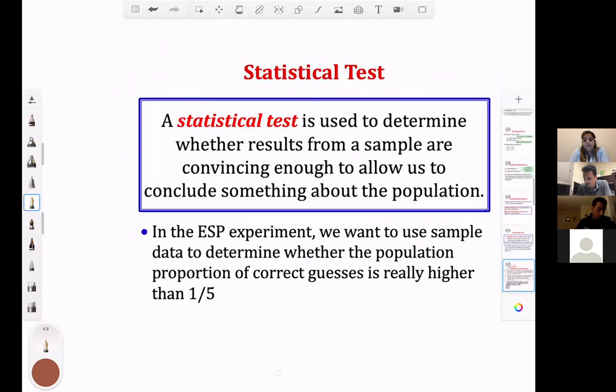What's happening on this slide? A statistical test. A statistical test is used to determine whether results from a sample are convincing enough to allow us to conclude something about the population. In the ESP experiment, we want to use sample data to determine whether the population proportion of correct guesses is really higher than 1/5.